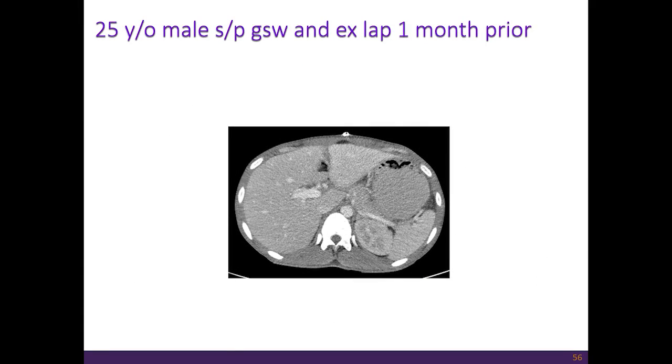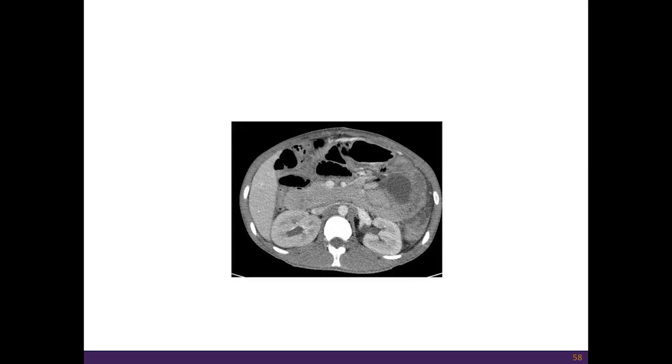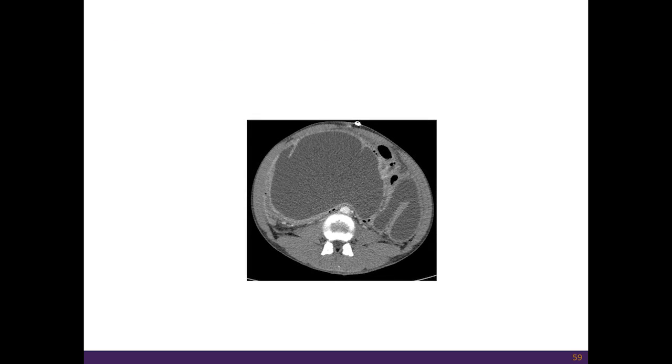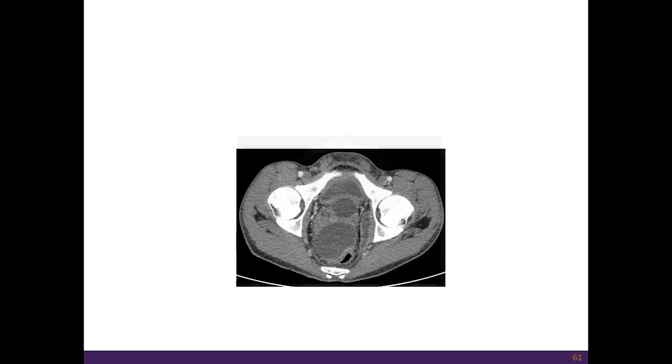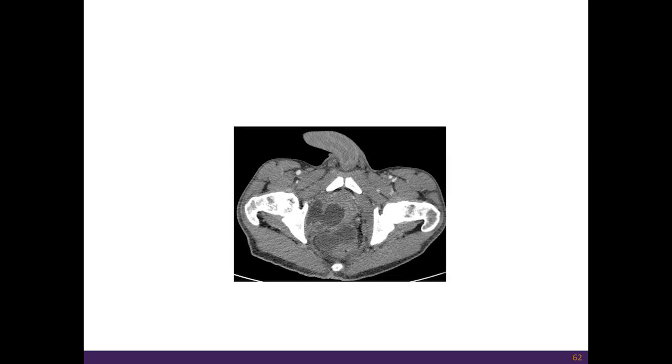So this was a 25-year-old male who came to us 1 month after a lap repair of his rectum for a gunshot wound. And you can see as we imaged through his pelvis, there was this large collection throughout his abdomen and pelvis. It went all the way down to his rectum, and we assumed that it was an anastomotic leak from his repair of his rectum.